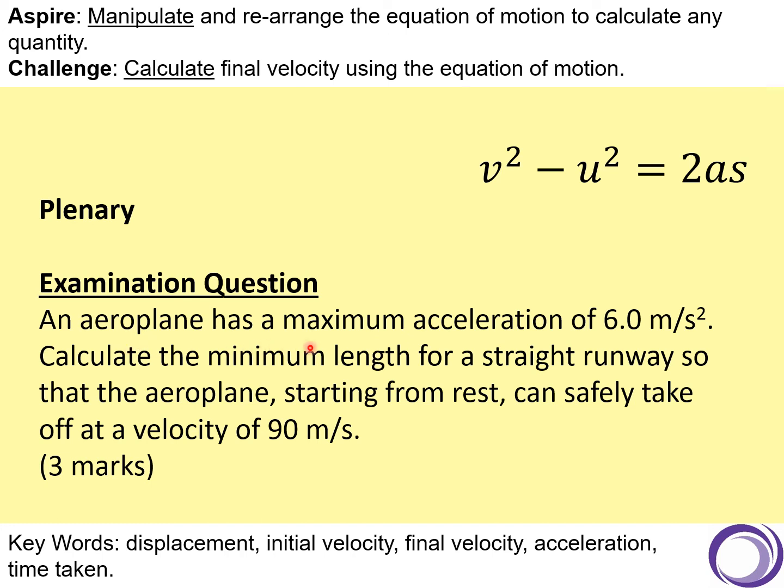All right, an airplane has a maximum acceleration of 6 meters per second squared. Calculate the minimum length for a straight runway so that the airplane, starting from rest, so that will be 0, hint hint, can take off safely at a final velocity of 90 meters per second. And that would just be a 3-mark question because you are just substituting in those numbers, then rearranging in order to get this length, this displacement again. So I'll give you 3 minutes and then I'll go through the answer and then you have finished this lesson. Okay, 3 minutes, off you go.